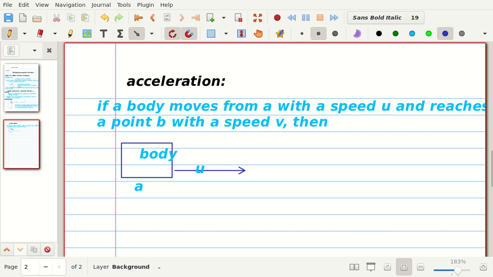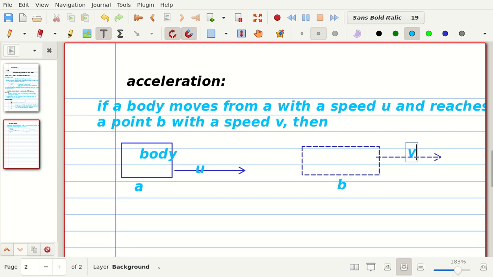Then our body will move up to a point B. Let me make it dotted. By the time our body reaches a point B, it will have a speed of V. By the time our body reaches there, it will have a speed of V.